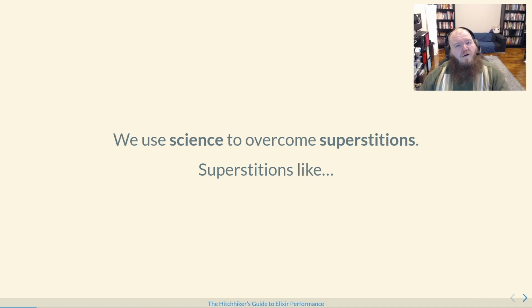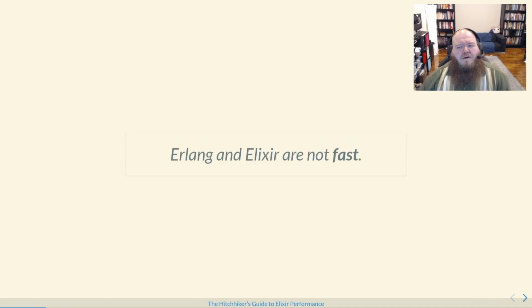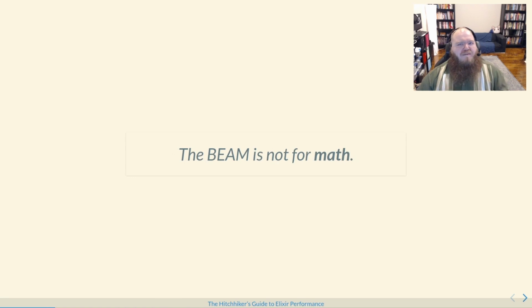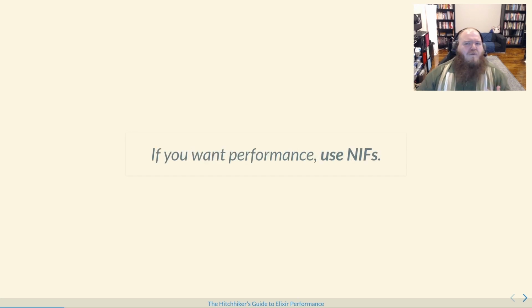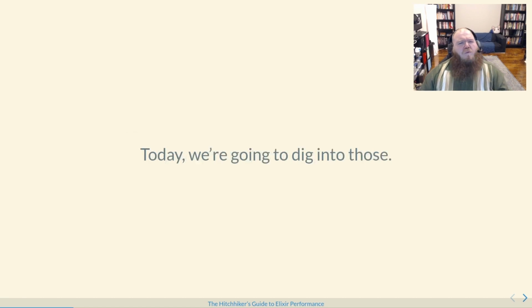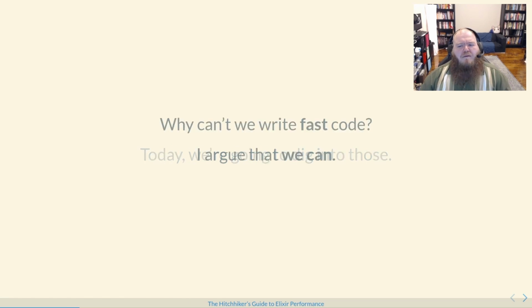Now, the important thing is that we use science to overcome superstitions, and that means a lot of things to a lot of different people, but in our field, that could be a superstition like, Erlang and Elixir are not fast. Or the BEAM is not for math. To an Erlanger, the BEAM is for message passing. To an Elixir developer, the BEAM is for probably serving web requests. Neither party is going to think that it's for math. If you want performance, you need to rewrite everything in Rust. Well, okay, you need to use NIFs written in C or Rust or Zig or some other language. We're going to push back on all of those today. We're going to dig into them a bit.